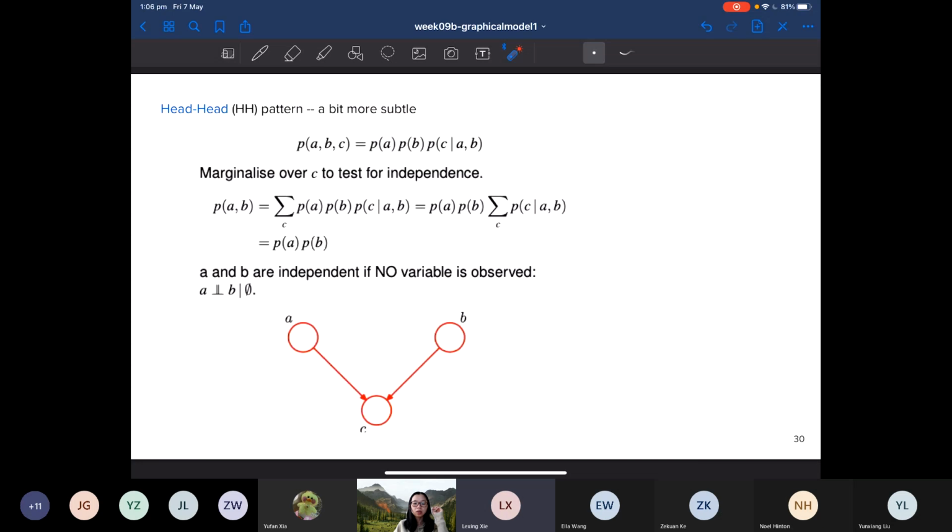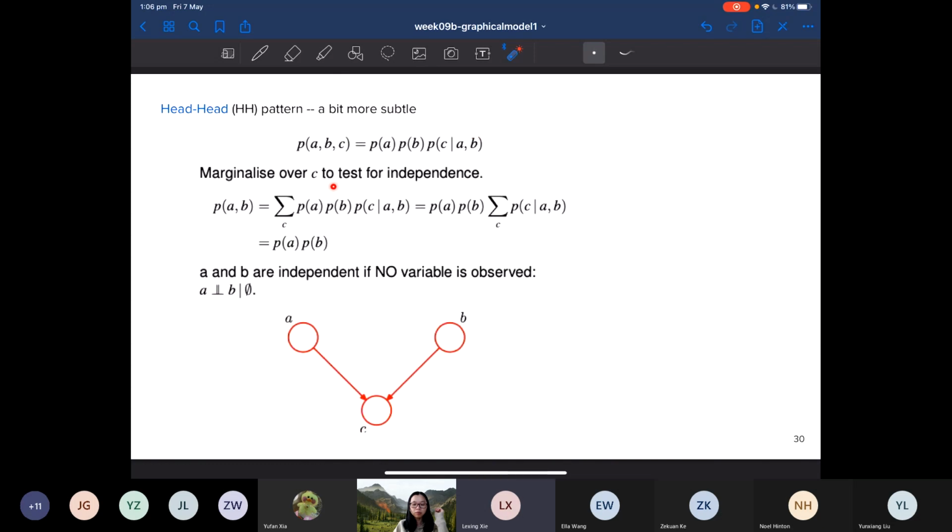It's called the head-to-head pattern. It decomposes like this. Basically, there's a node C, and it has two parents, A and B. Right, so A and B don't have any parents. They just come out as their own, and C is conditioned on both.